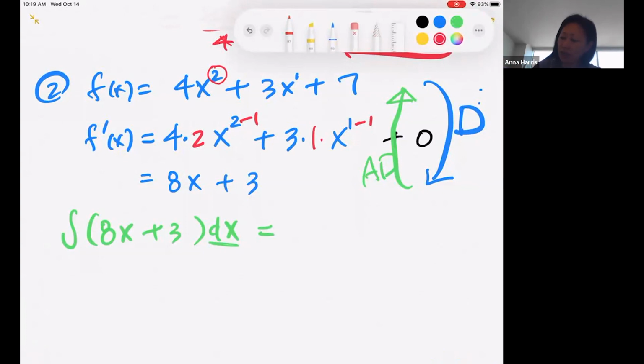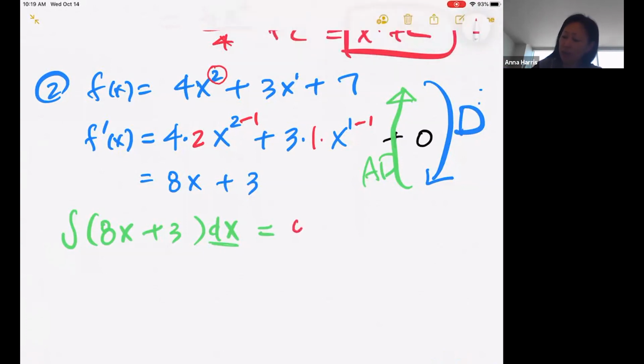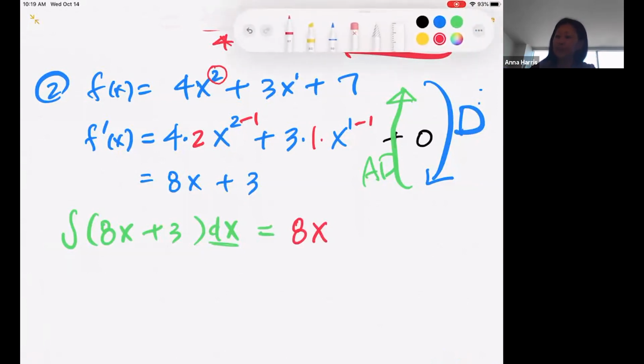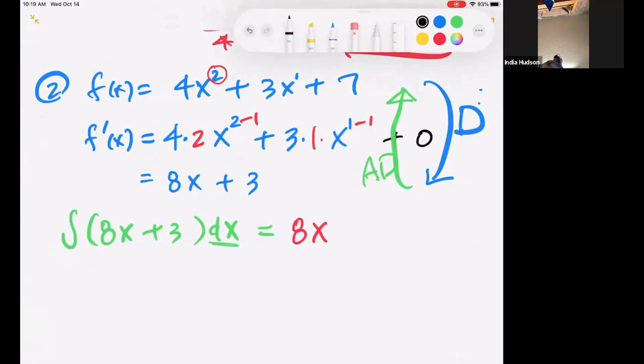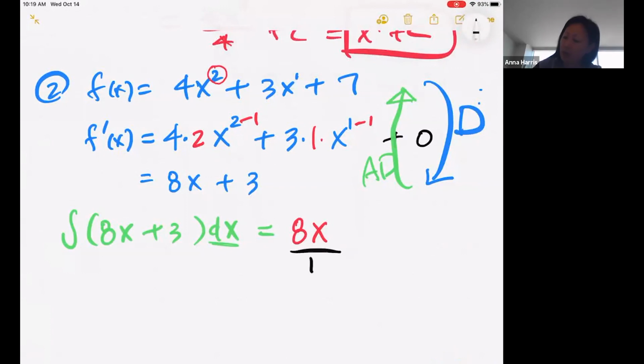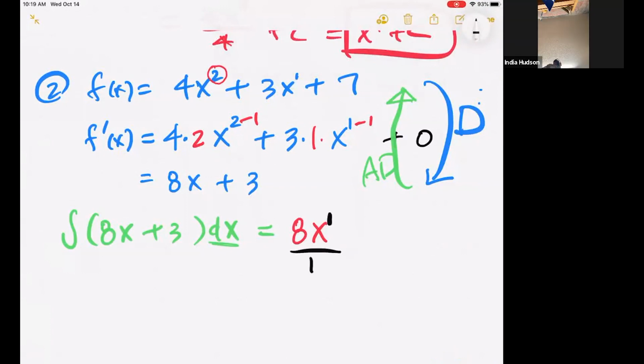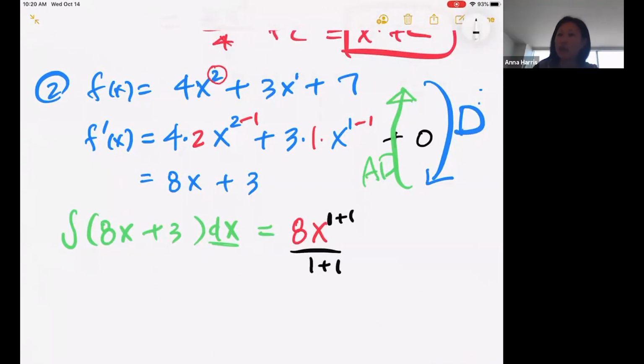So India, help me out with the first term. What do I need to do? I have 8x. So what do I need to do? You divide by 1. Okay, divide by 1. I already have a 1 power. So what do I need to do to the power? You add 1. Add 1. So what do I need to do over here too? Add 1. That's right. I am dividing by my power. My power is 1 plus 1, which is 2 now. Okay, so I'm dividing by 2.